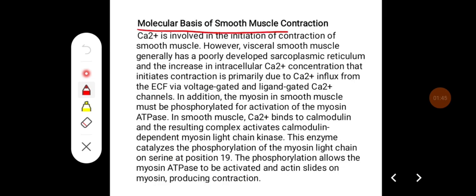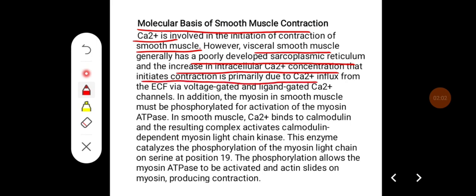Molecular basis of smooth muscle contraction. Calcium is involved in the initiation of contraction of smooth muscle. However, visceral smooth muscle generally has a poorly developed sarcoplasmic reticulum, and the increase in the intracellular calcium concentration that initiates contraction is primarily due to the calcium influx from the ECF via voltage-gated and ligand-gated calcium channels.